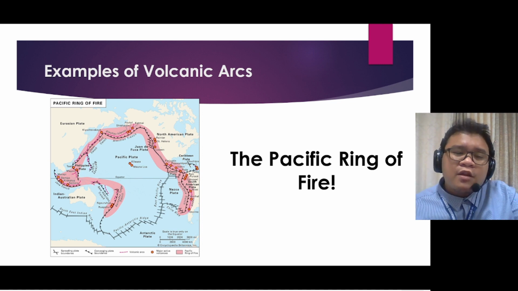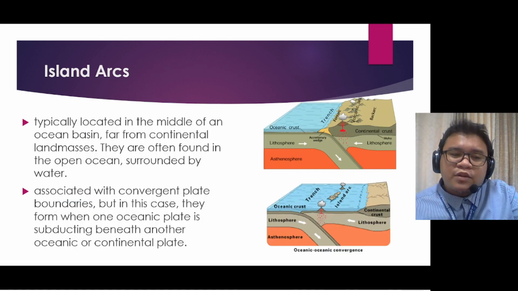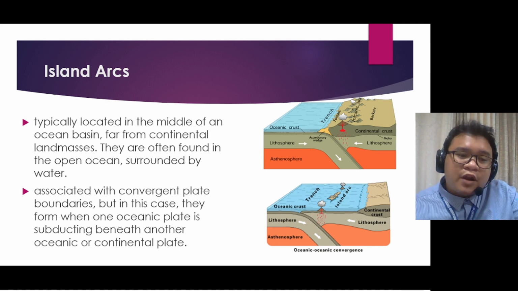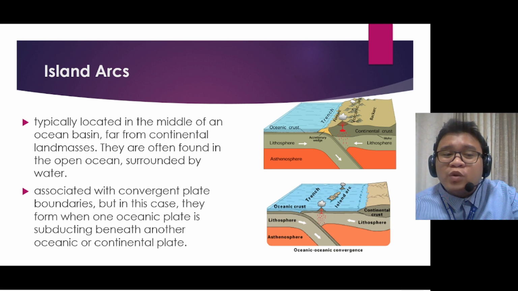Okay? Then let's talk about island arcs. Typically, they are located in the middle of an ocean basin. Okay? Far from continental land masses. They are often found in the open ocean surrounded by water. When you speak of being found in the ocean, surrounded by water, we can actually think of many examples of it. And they are usually associated with convergent plate boundaries. But in this case, they form when one oceanic plate is subducting beneath another oceanic or continental plate.